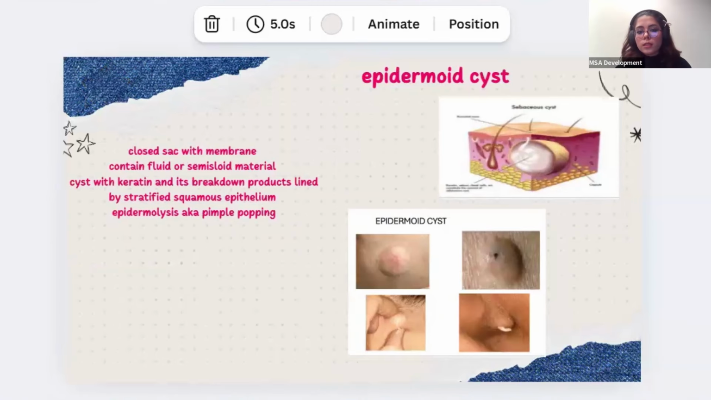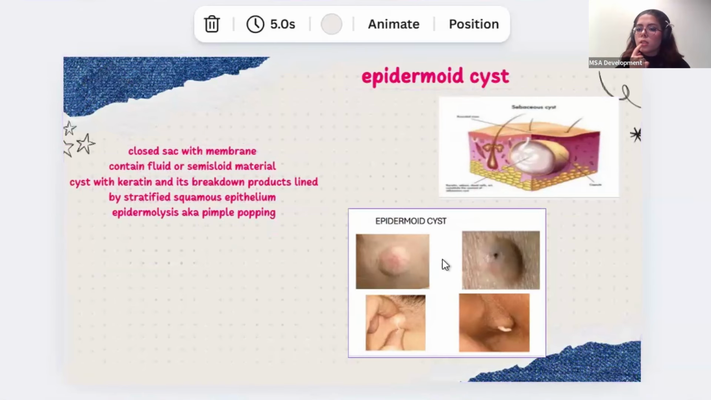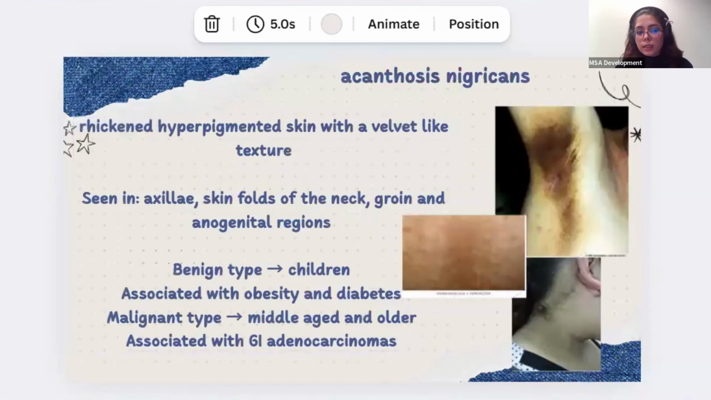Yeah, that's it. Epidermoid cyst: a closed sac with a membrane containing fluid or semisolid material, a cyst with keratin broken down by stress and lined by a stratified squamous epithelium. To treat it, the epidermolysis, aka pimple popping. I don't know if you guys watched the pimple popping video. There was a doctor, Dr. Sarah, I think, and some of the cases she gets, they're like this big. Okay, just a cyst. I don't know what else to say.